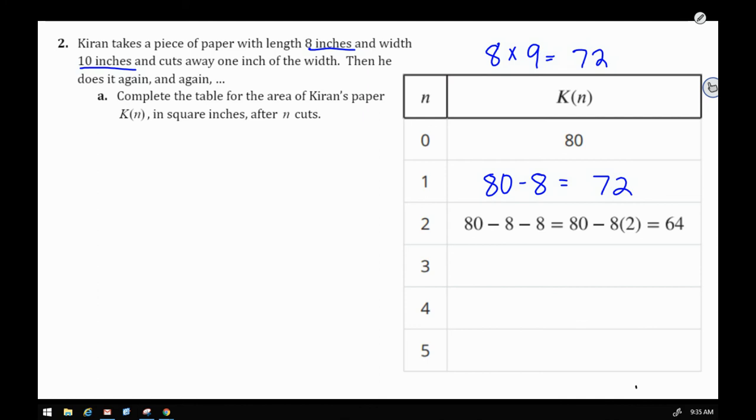Wait, we just put the answer, we didn't want like the 80 minus 8 minus? Either one. Did you get that filled in, Miles? Yes. No way. Hey, you can look.